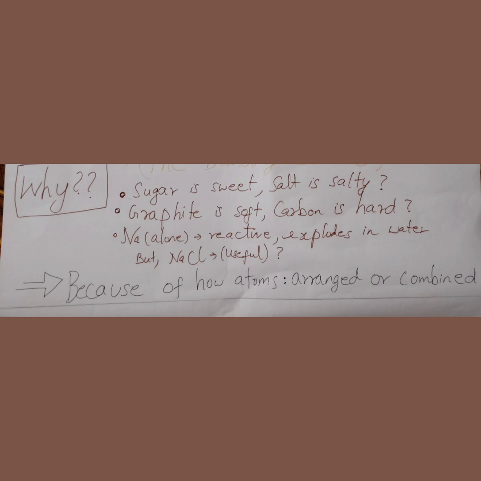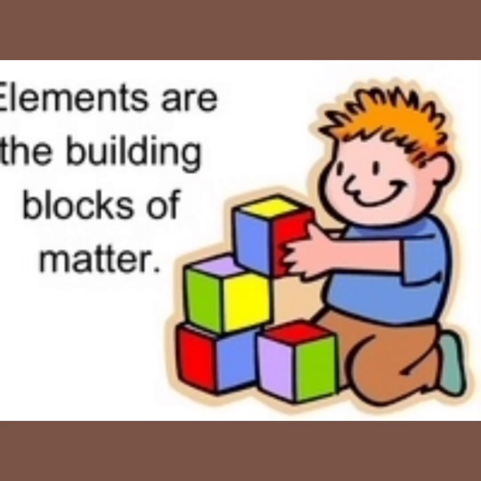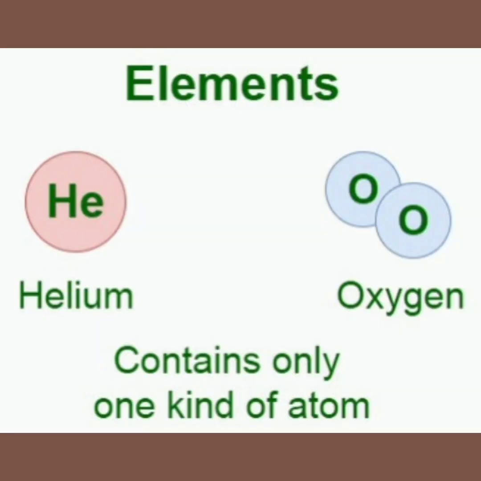And this leads us to the concept of elements. We now understand that the atom is the smallest unit of matter that retains the properties of an element, just like a single crumb makes up part of the bread. So, what is an element? By definition, an element is a pure substance that contains only one kind of atom.